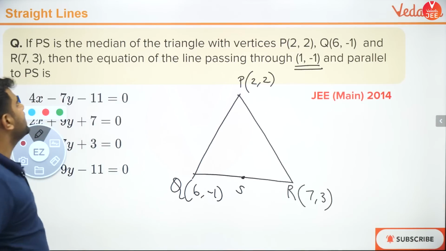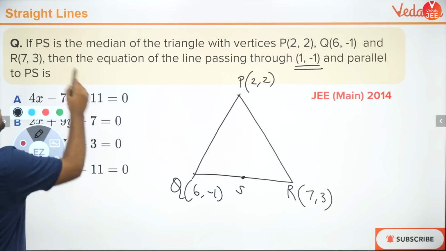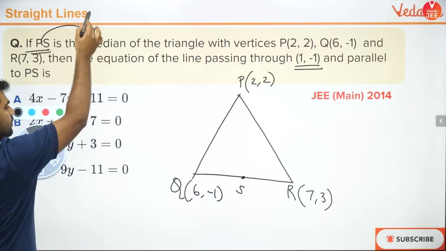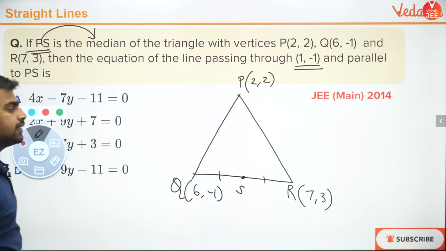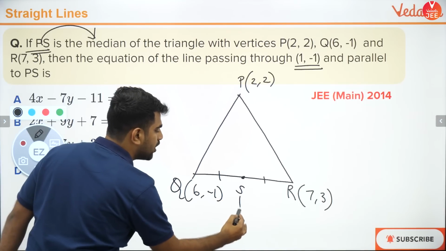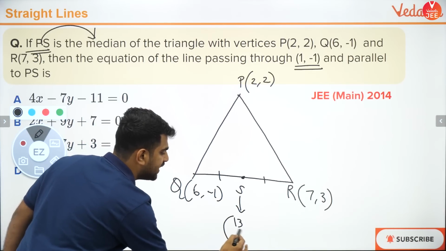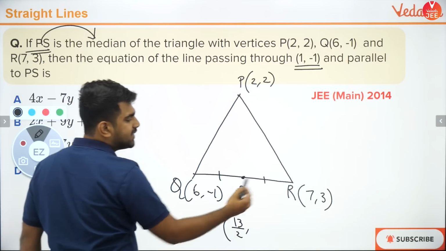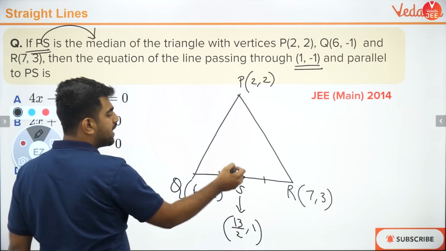What is S? S is nothing but the midpoint of QR, because PS is my median. So S has to divide it into two equal portions. Therefore, my S will be the midpoint of QR, which will be (6 plus 7) by 2, 13 by 2, comma, (minus 1 plus 3) by 2, which will be 1. So I got what is my S.